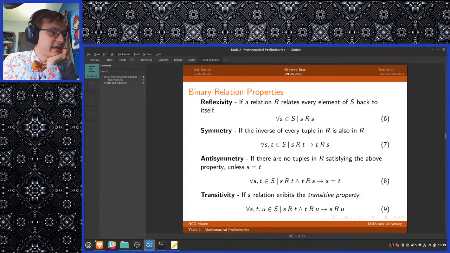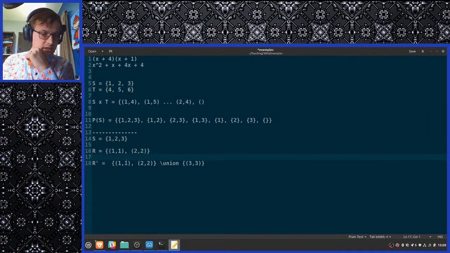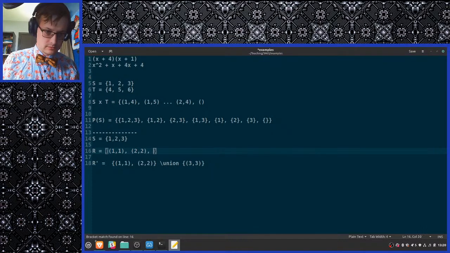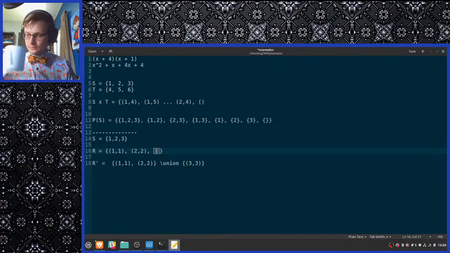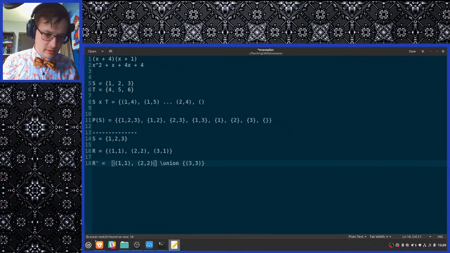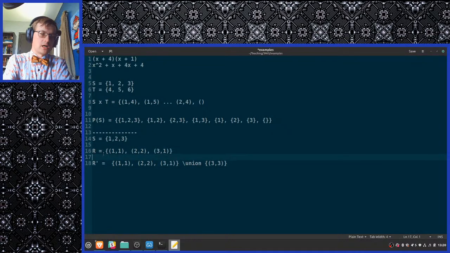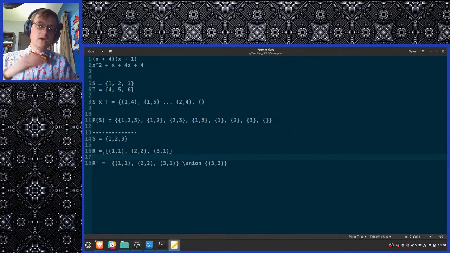Let's say R had 3, 1. Would that be removed from the reflexive closure? Good question. So let's see. Let's say we had 3, 1 in here. The reflexive closure would be the same thing, but with 3, 1 in it as well. So R prime has to be a superset of R. You're not allowed to remove anything from R.